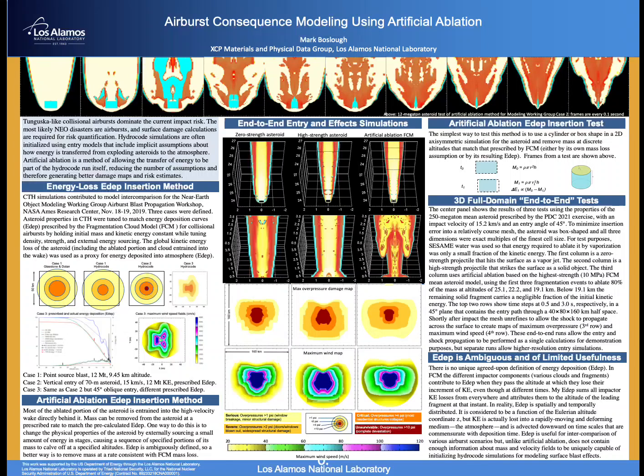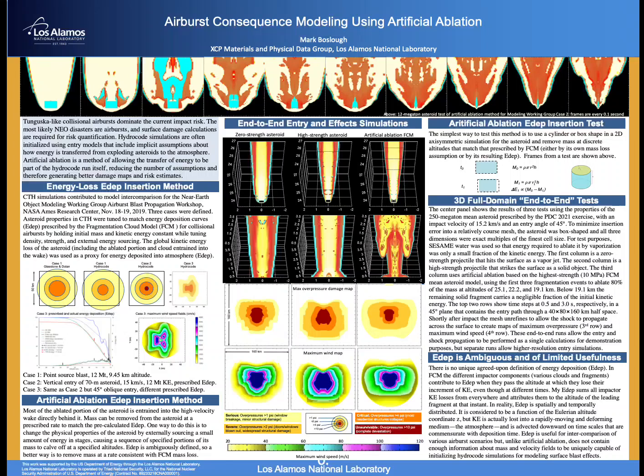The title of my poster is Airburst Consequence Modeling Using Artificial Ablation. Tunguska-like collisional airbursts dominate the current impact risk. The most likely NEO disasters are airbursts, and surface damage calculations are required for risk quantification.